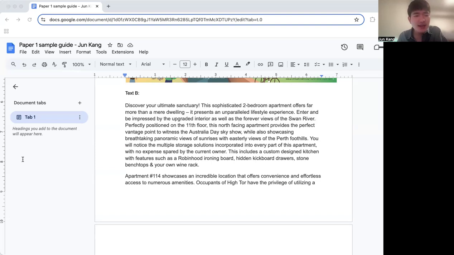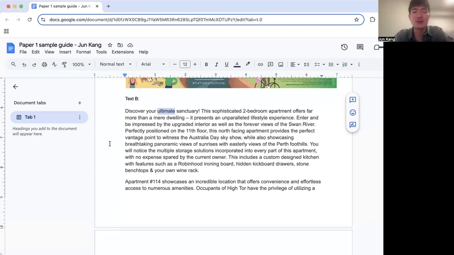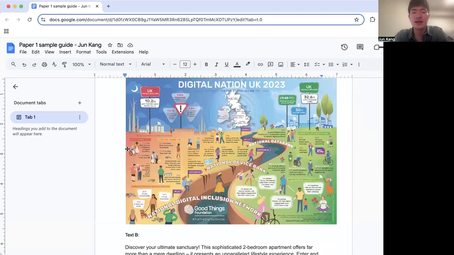Why? Because this is tailored to an audience of affluent potential buyers of this real estate, right? And we see super hyperbolic diction, right? We see things like unparalleled, ultimate. These are also super grandiose, but what do these do? These contrast sharply with the urgent and factual tone that is exhumed by text A.